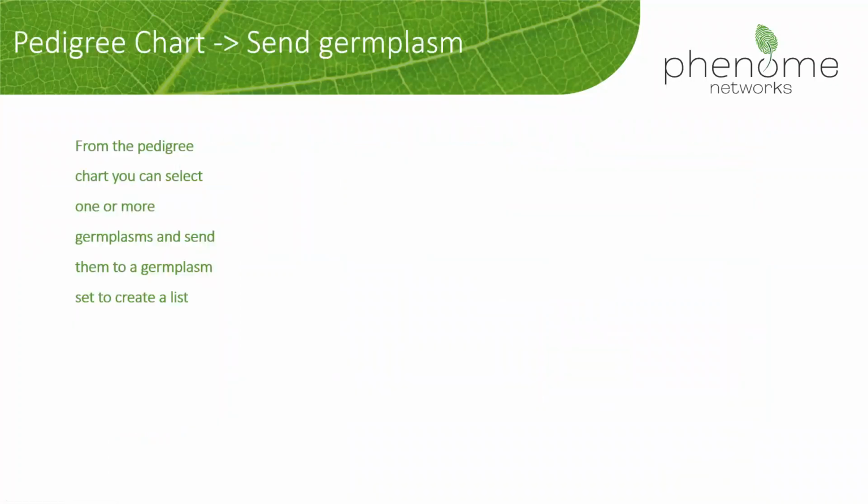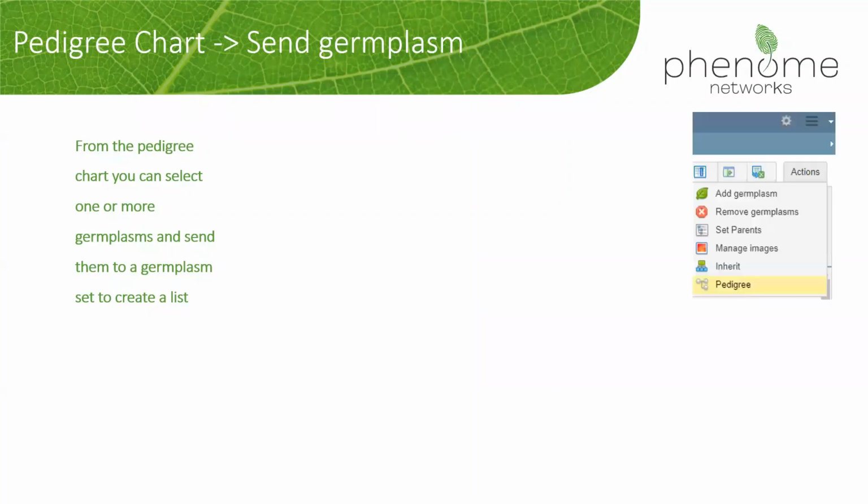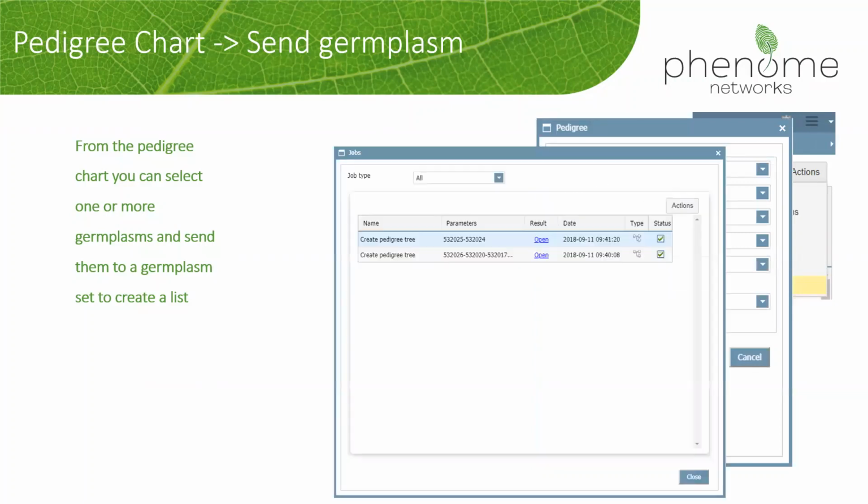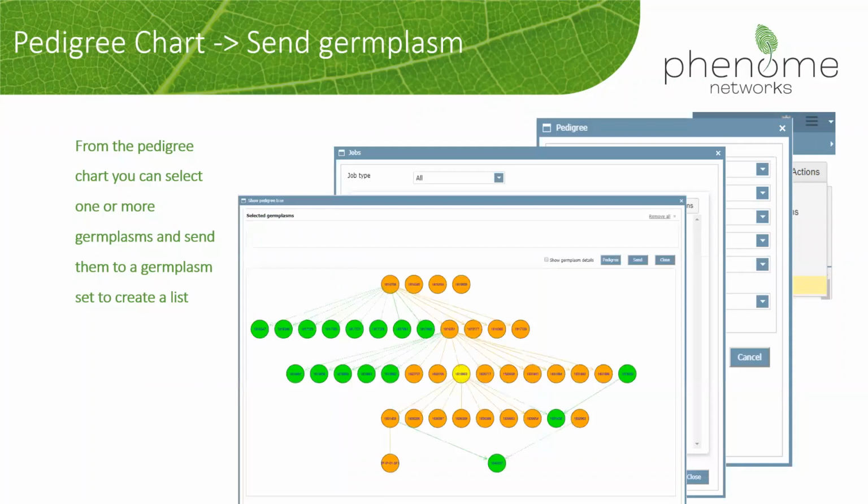Okay. Another nice feature that we have, and I don't think that a lot of our users know about it, is that you can send germplasm to a specific germplasm set from a pedigree chart. So sometimes you will create a pedigree chart and see, okay, this germplasm is very interesting to me. How do I remember that I would like to use it in the future? So this is how. I will open a pedigree chart. In this case, I'm using the normal view. Then I will see all of the pedigree.